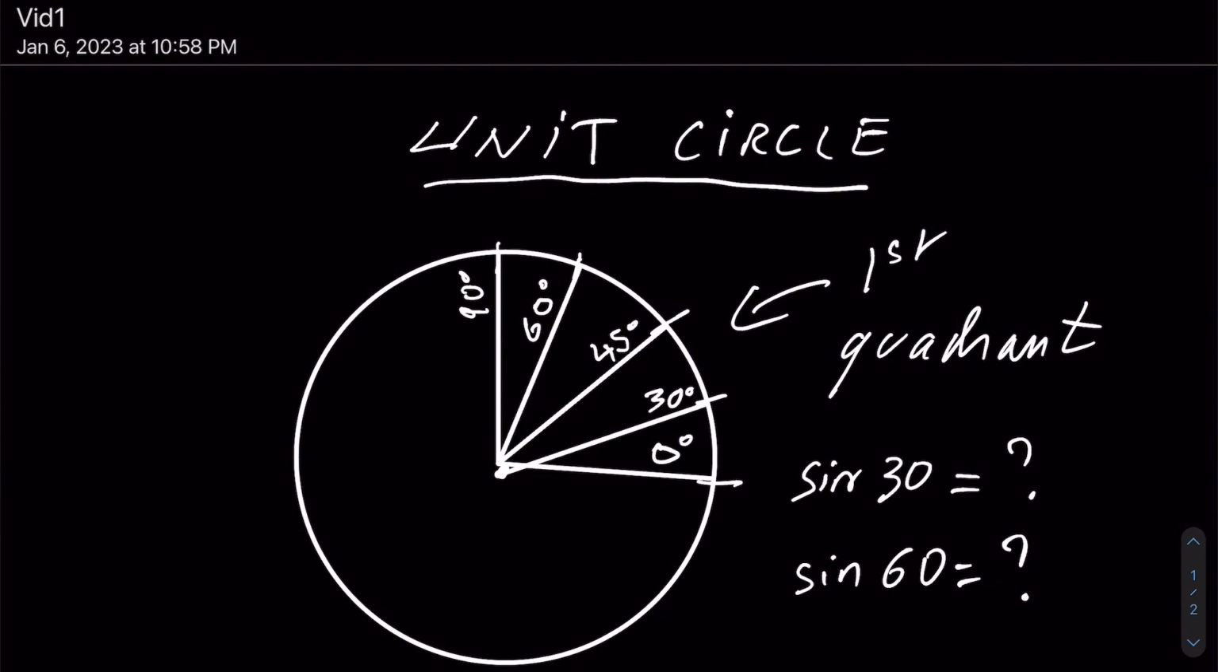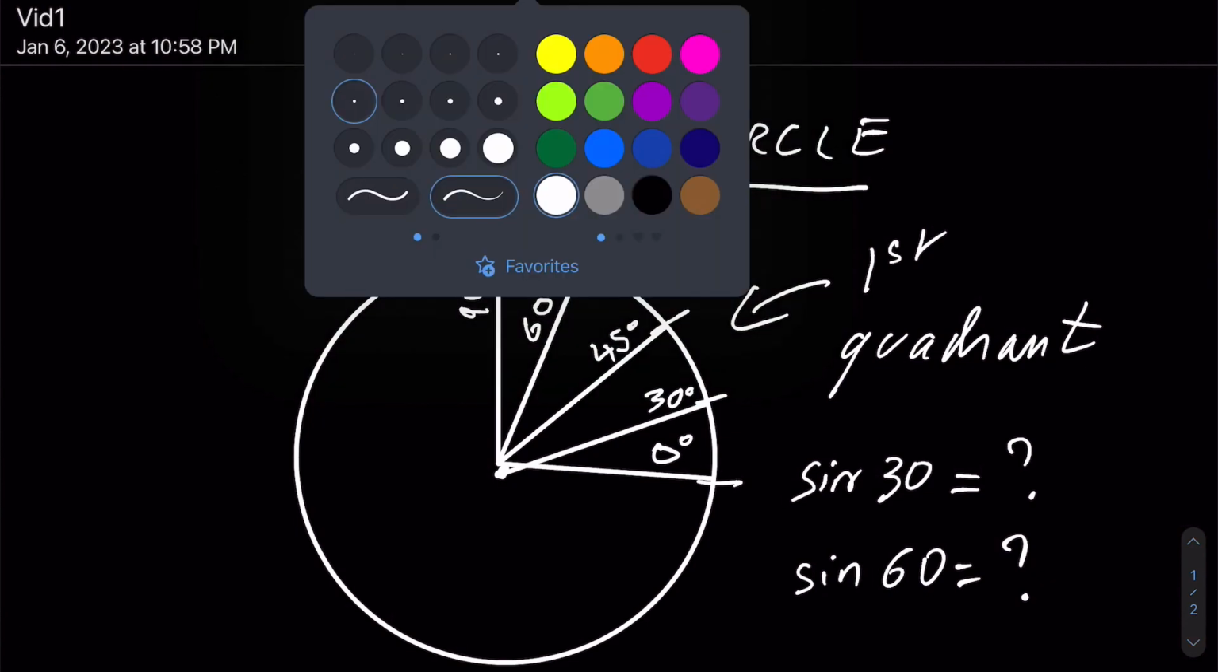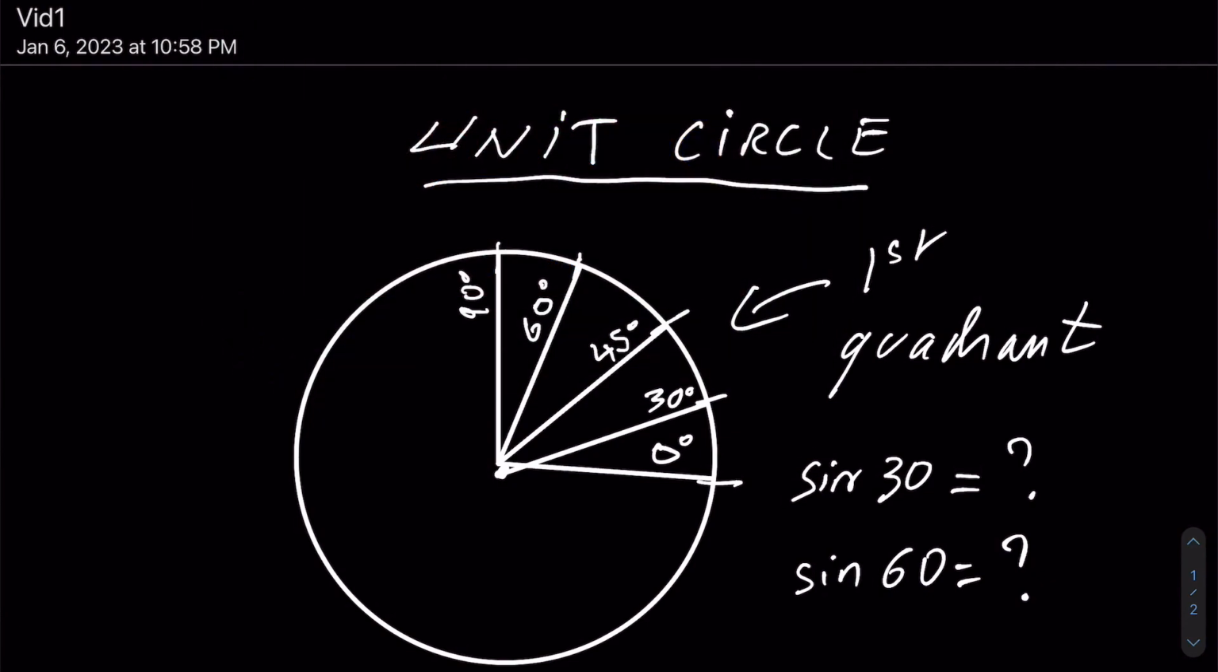So there's our unit circle, and really what we need to do is a technique to memorize the first quadrant. The first quadrant are those 1, 2, 3, 4, 5 angles right here. This is our first quadrant right here.